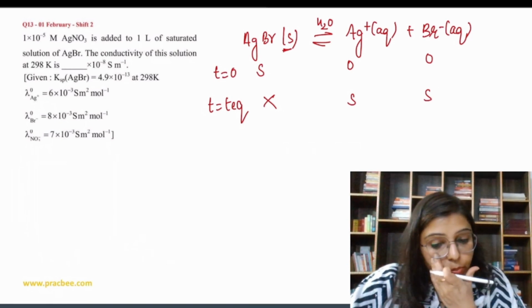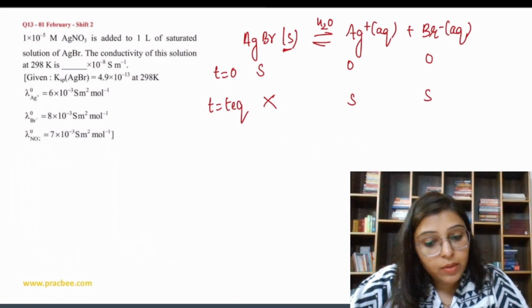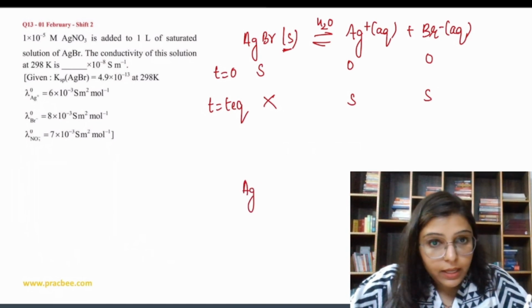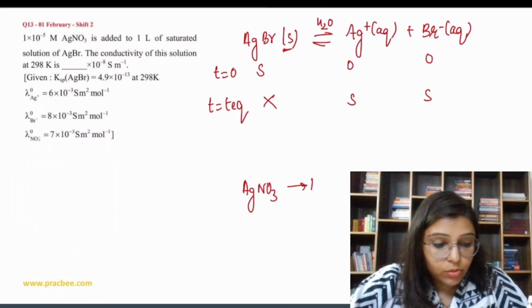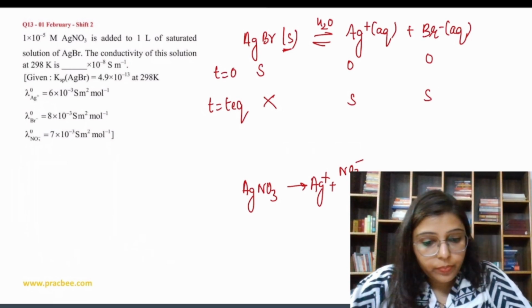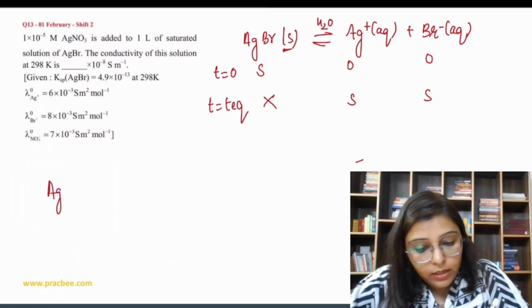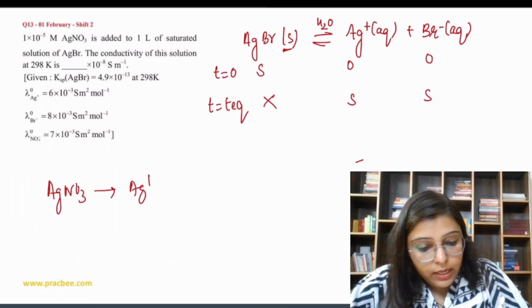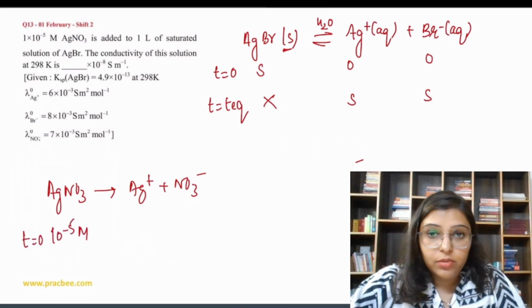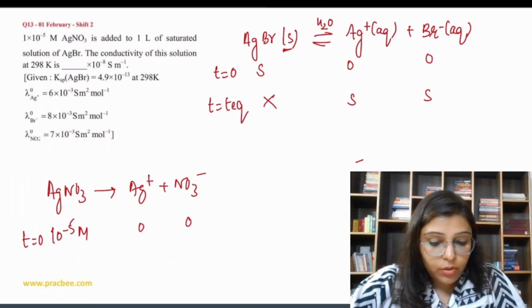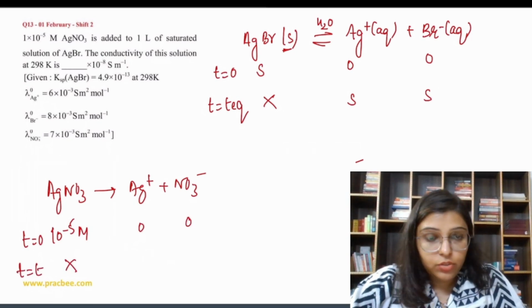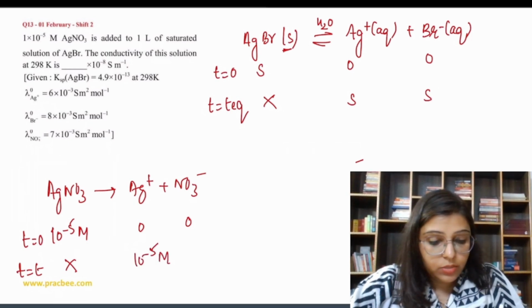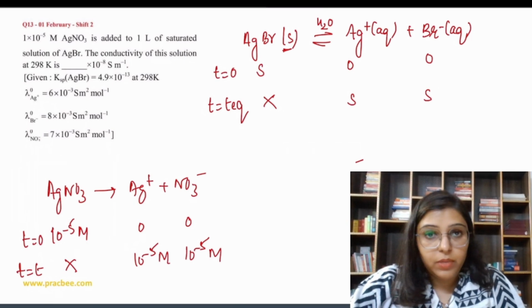Okay. Now the point is when 1 into 10 to the power minus 5 molar AgNO3 is added. If we add AgNO3, right, so AgNO3 dissociates into Ag plus and NO3 minus. So suppose if it is 10 to the power minus 5 molar at T is equal to 0, starting with 0, 0, and then after certain time, we do not have any AgNO3 and we have 10 to the power minus 5 molar Ag plus and 10 to the power minus 5 molar NO3 minus.